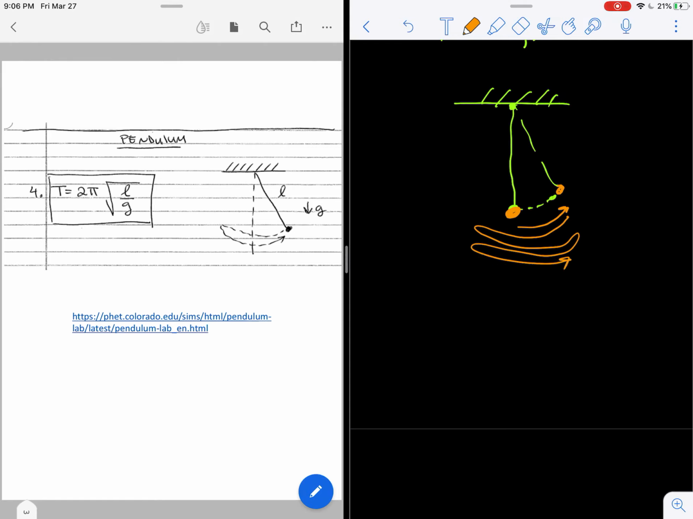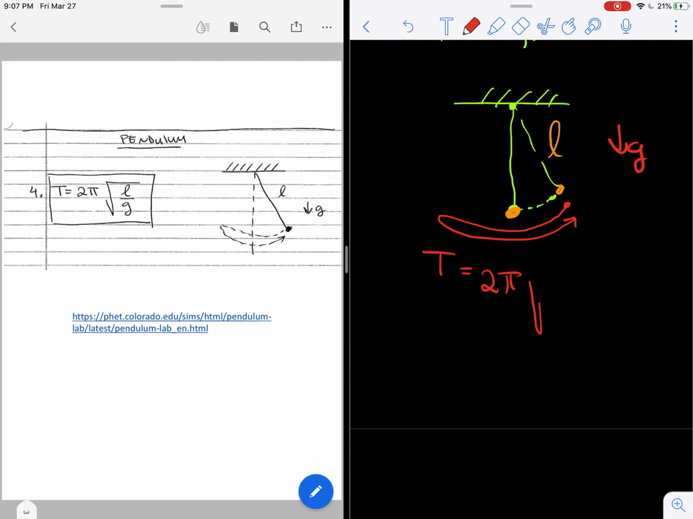And here the main term is just how long the string is. And given just that, you can actually figure out how much time it's going to take to make one cycle. So the time to make one cycle would be, you let it go here, the time for it to come back to your hand. That's going to correspond to the time for one cycle, or the period. And the equation is pretty simple. If you're on Earth where gravity is pulling downwards on you, the equation is just going to be 2 pi multiplied by the square root of the length of the string divided by g. So let's look at a simulation for this one.